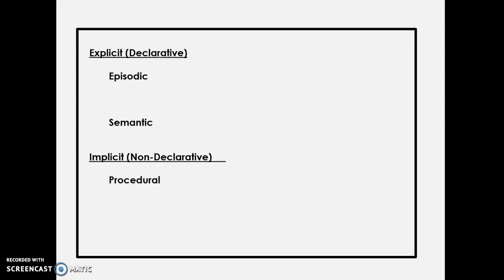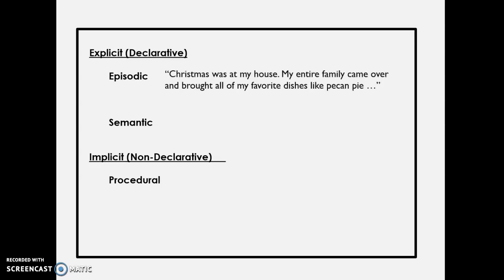So in explicit or declarative memory, episodic, let's look back at Christmas. If I start to tell you a story, Christmas is over at my house, everybody came over, they brought me all the things that I love to eat. I'm giving you a scenery, so this is going to be episodic. However, if I just state this, Christmas is December 25th, that's going to be just a fact. They came to my house. That's just a fact. It's not an entire scene.